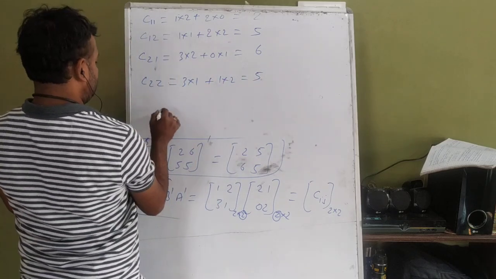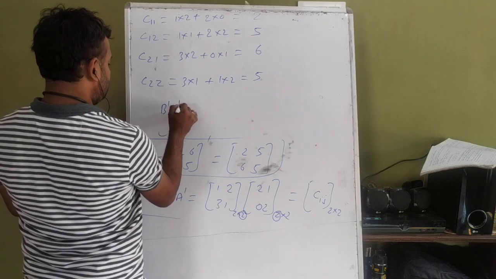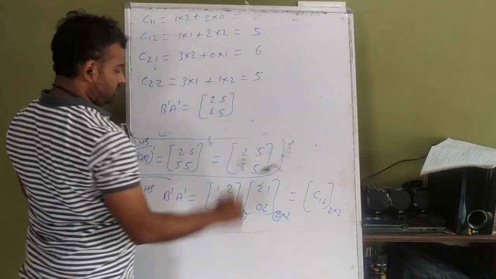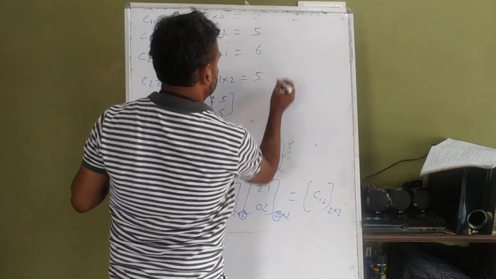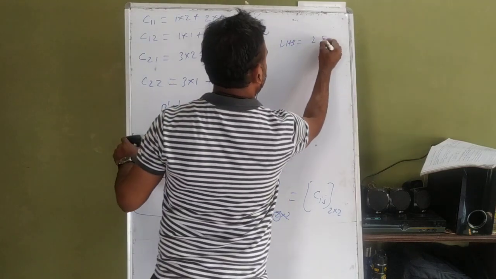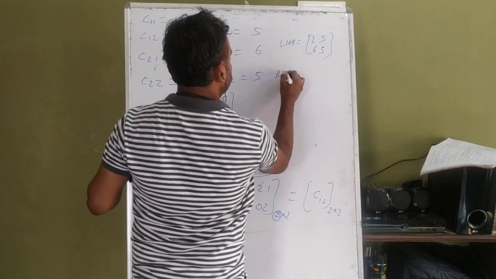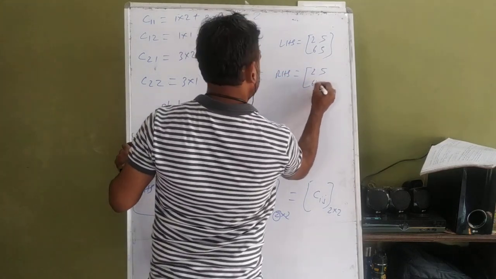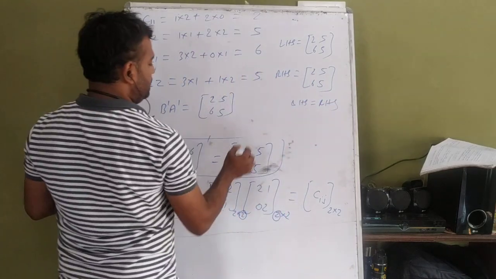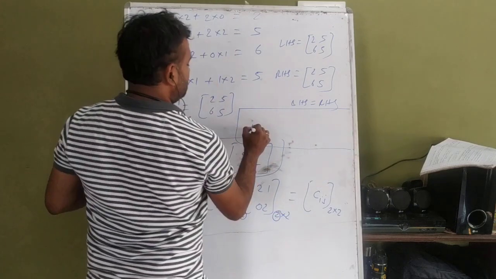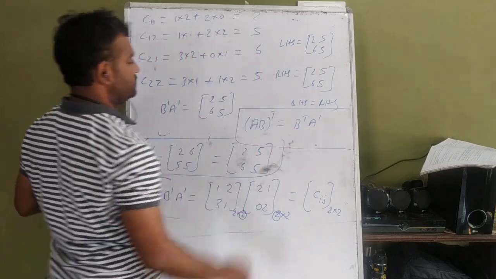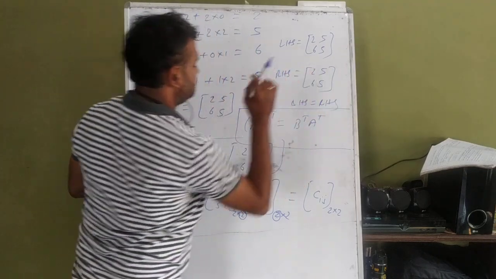Now find the value of the RHS. Actually, the RHS we are getting, B transpose A transpose, is equal to 2, 5, 6, 5. The LHS is equal to 2, 5, 6, 5, and the RHS we are also getting 2, 5, 6, 5. Can we say the LHS is equal to the RHS here? So finally the result is AB whole transpose equals B transpose into A transpose. This is the result for the transpose of the matrix.